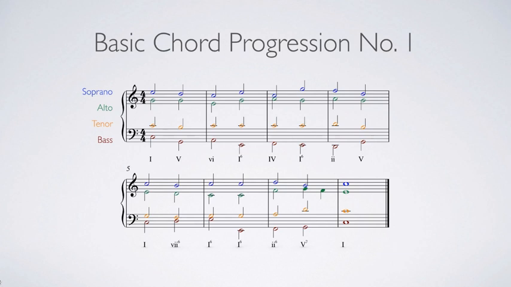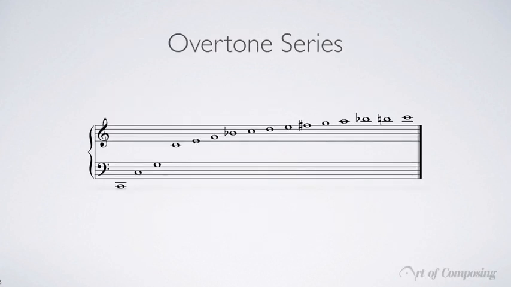The main reason for this, and you'll notice it throughout the rest of the chord progression, is because of the overtone series. Lower notes have more partials, which I'll explain here in a second, but they have more partials that get excited when they're played. So if you play a low C, for instance, you're not just hearing that low C, but you're hearing a bunch of other notes above it.